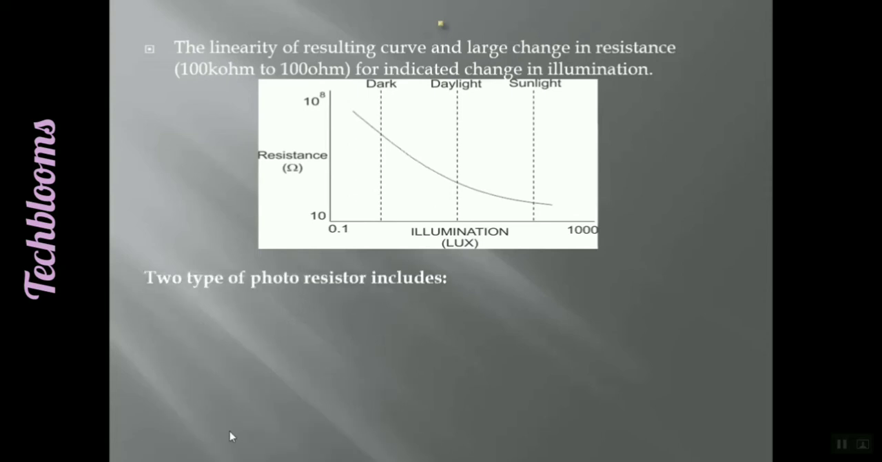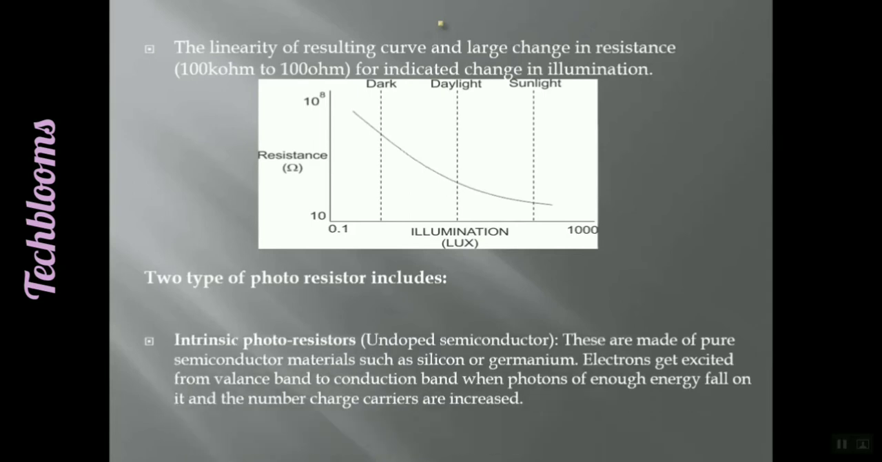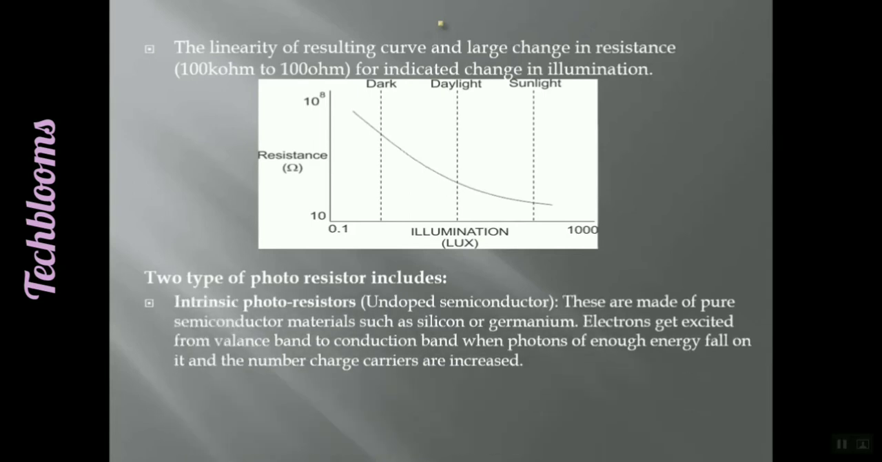There are two types of photoresistor. One is intrinsic photoresistor and the other one is extrinsic. So what is an intrinsic photoresistor? Intrinsic are the resistors which are undoped semiconductors, meaning impurities are not doped into them. So these are made up of pure semiconductor materials such as silicon and germanium.